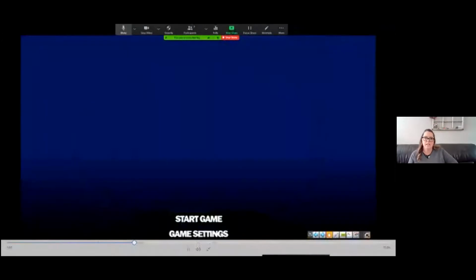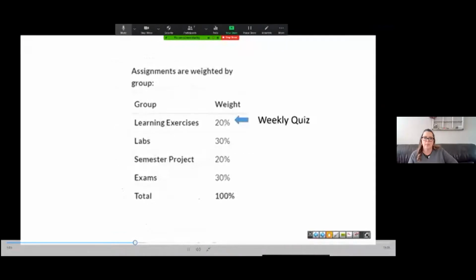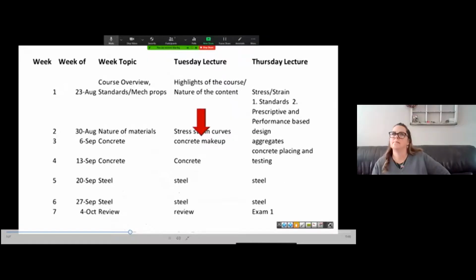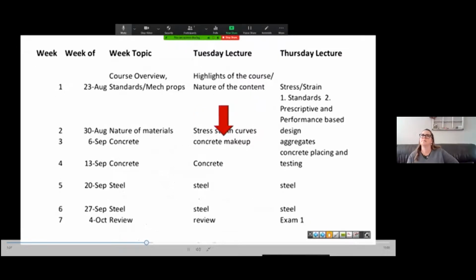I gotcha. Okay, so we have another round, but I'm going to hit that next. I wanted to go through your next few weeks so you can mentally prepare. So we're here where the red arrow is. We're going to spend another week on concrete next week. And then we're going to hop into steel. We're going to spend 2 weeks in steel. And then you have your first exam coming up like October 8th.